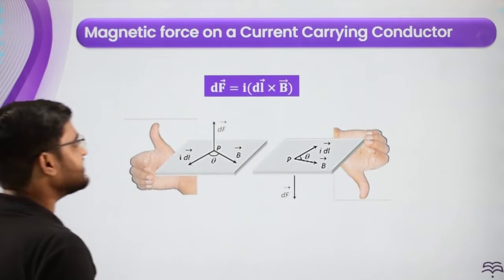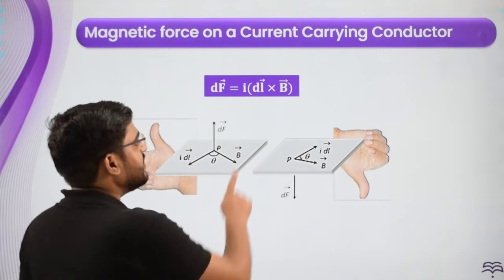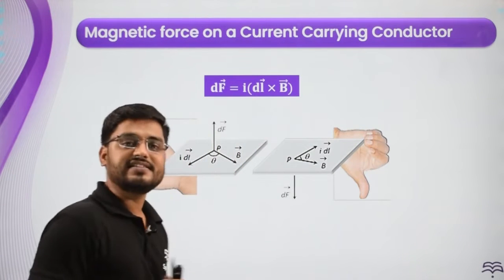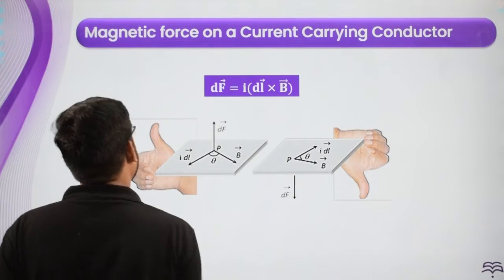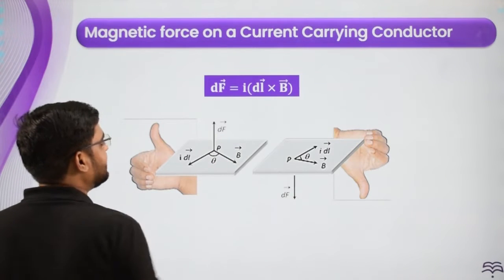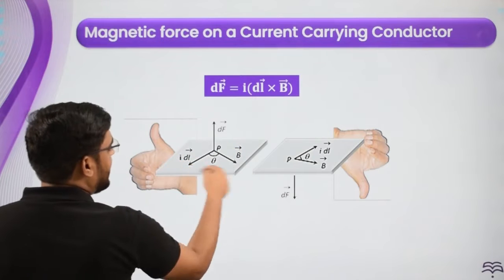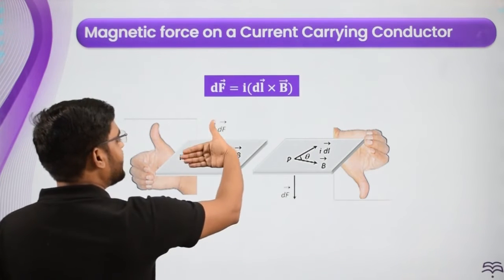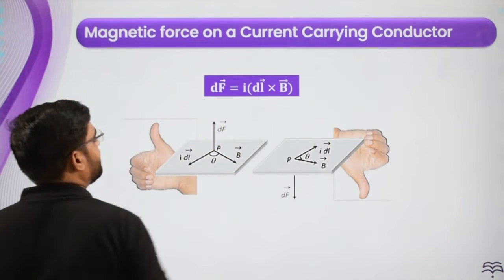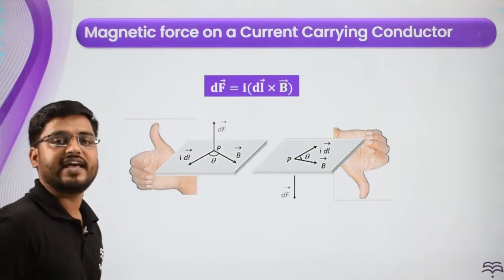Now let us discuss the direction. The direction is dl cross B. dl is in the direction of current, and you don't need to do the full cross product. There are two examples. Here the current is flowing in this direction, so dl is that way, and you need to turn your right hand in the direction towards B. So curl your fingers towards B, and you'll see up. So here the force is in the upward direction.